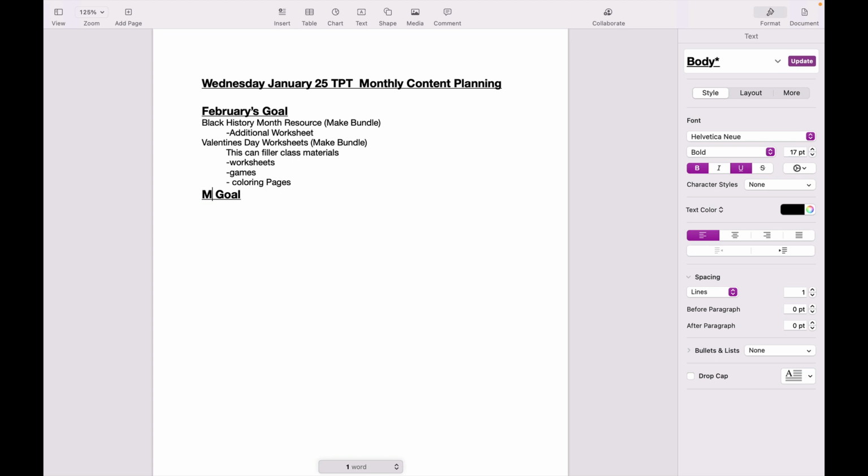So, and then for March's goal, I definitely want to make a Women's History Month resource. And then I want to make a bundle. So I'll do additional worksheets, maybe games, coloring pages. Those are kind of my default go-tos.